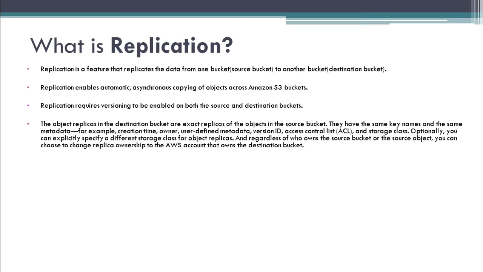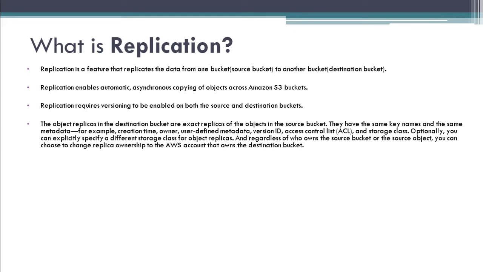The object replicas in the destination bucket are exact replicas of the objects in the source bucket. They have the same key names and the same metadata, for example, creation time, owner, user-defined metadata, version ID, access control list, and storage class. So whatever objects or data you have in your source bucket will get exactly replicated in your destination bucket.